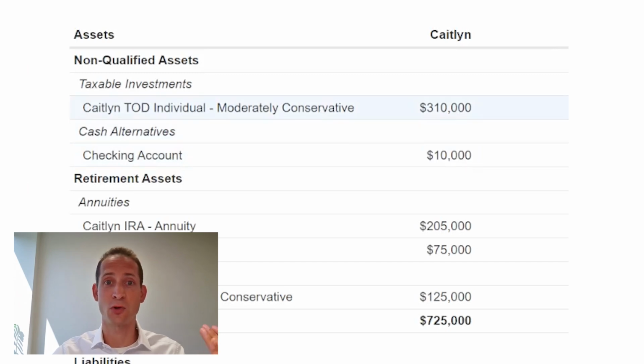So again, this is her non-qualified investment account. This is her flexible account. You can see about $310,000 in here, and it is situated as a TOD. Now that's probably a good idea if Caitlin has children or direct beneficiaries that she's wanting this account to seamlessly pass on to as far as the next generation goes.